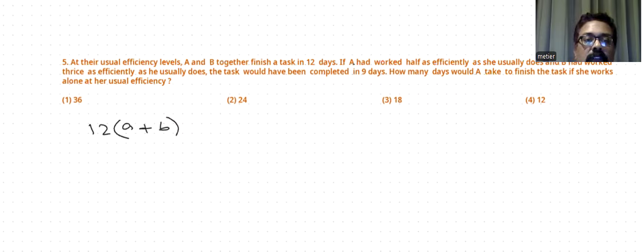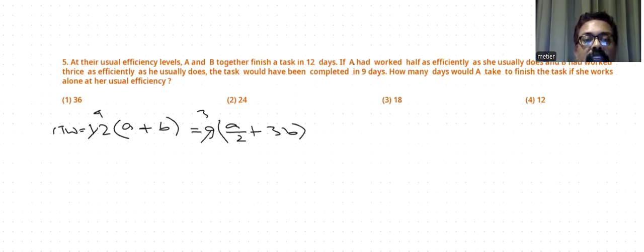Total work. Right? Now, in the second case, A's efficiency is half, means A by 2. B's efficiency is thrice, so it will be 3B. Now they are taking 9 days. Check here. If you simplify, it will be coming as 4A and 3A by 2. If you subtract it, it will be coming as 5A by 2. It is 3 3s are 9B minus 4B. It will be 5B. So relation is coming as A by 2 equals to B.